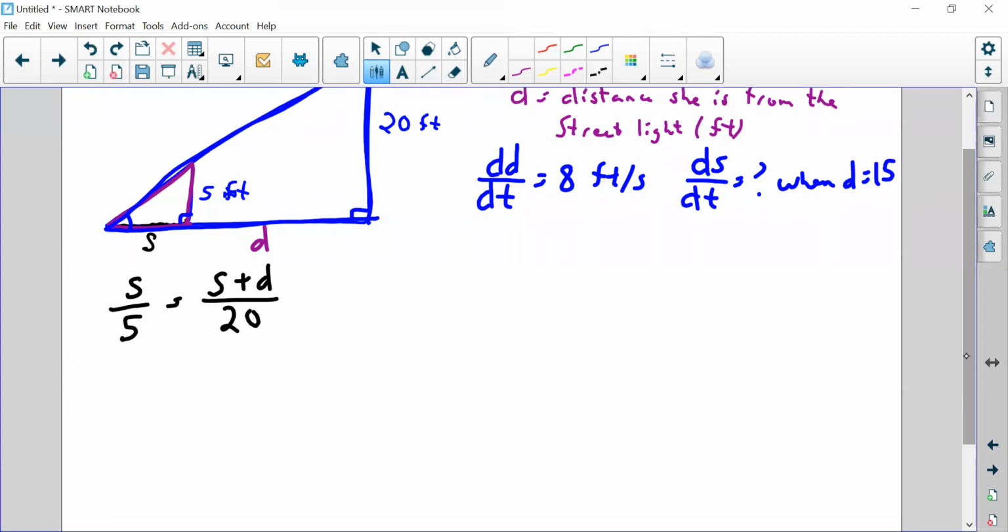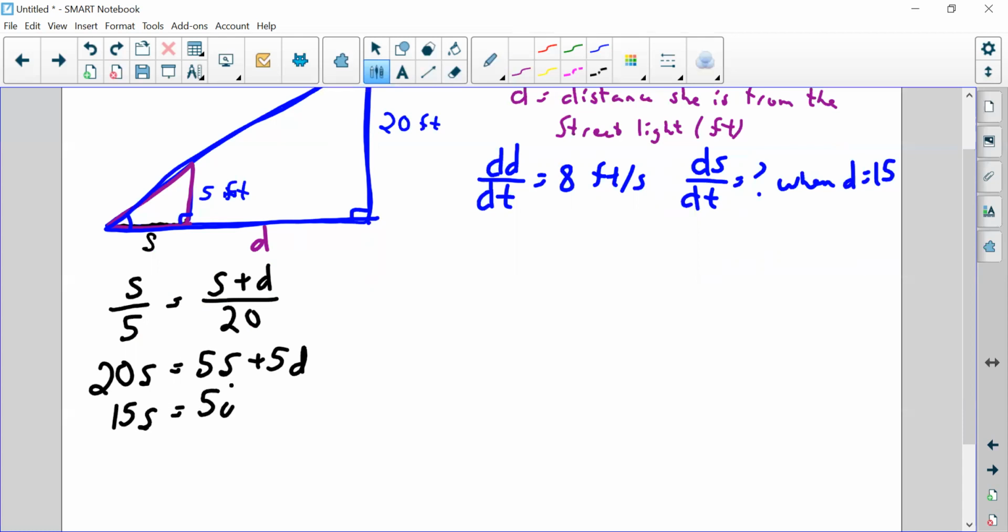So again, cross multiplying. So I got 20S is equal to 5S plus 5D. So that's 15S is equal to 5D. And I'm looking for dS/dt, so I can go ahead and solve this equation for S. So S is equal to D over 3. I'm going to write that as 1/3 D, just because sometimes that's easier for people to see the differentiation than that.